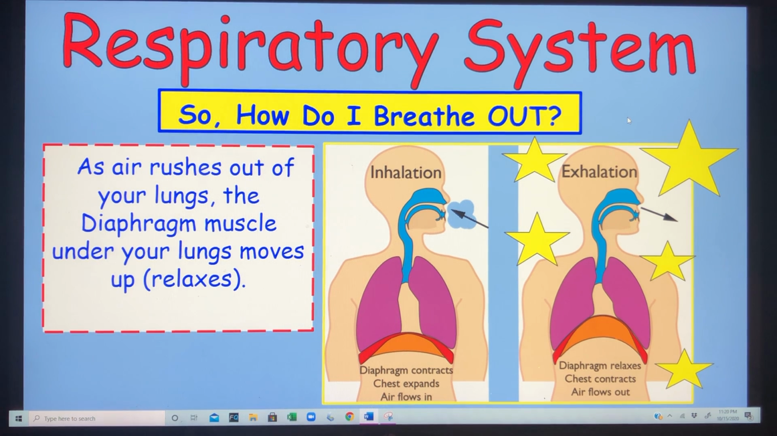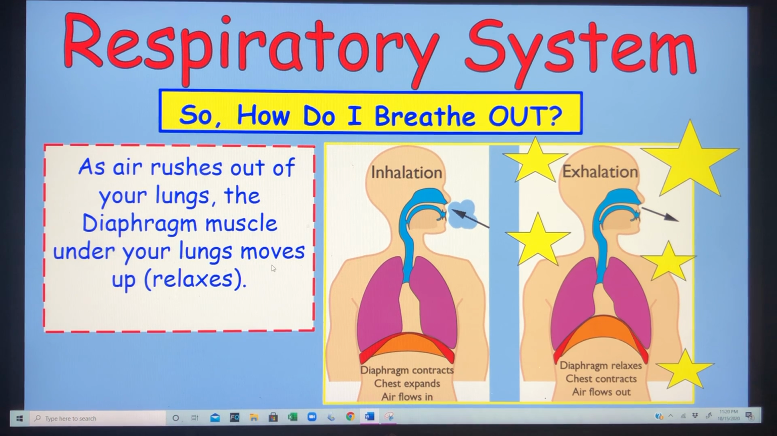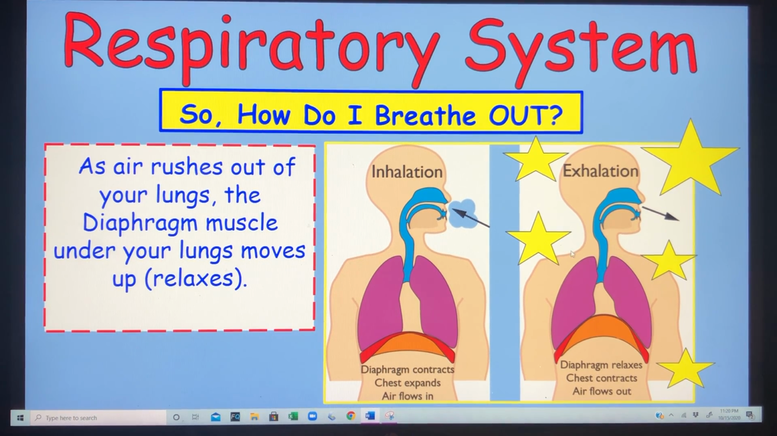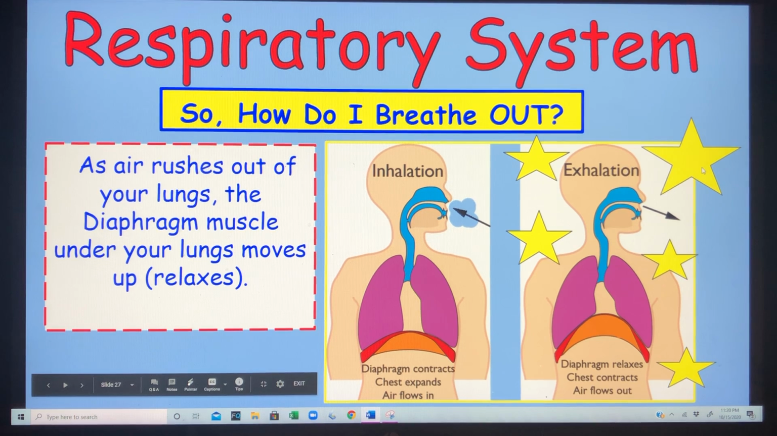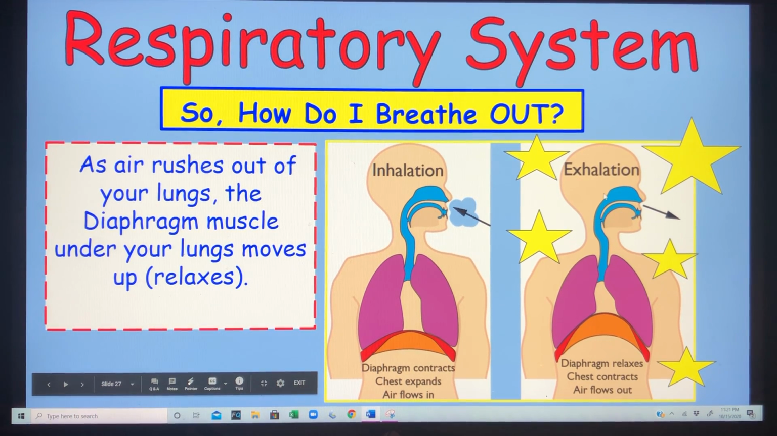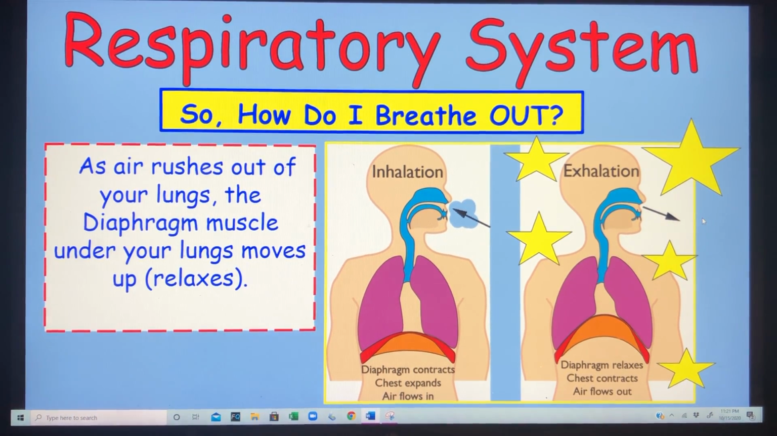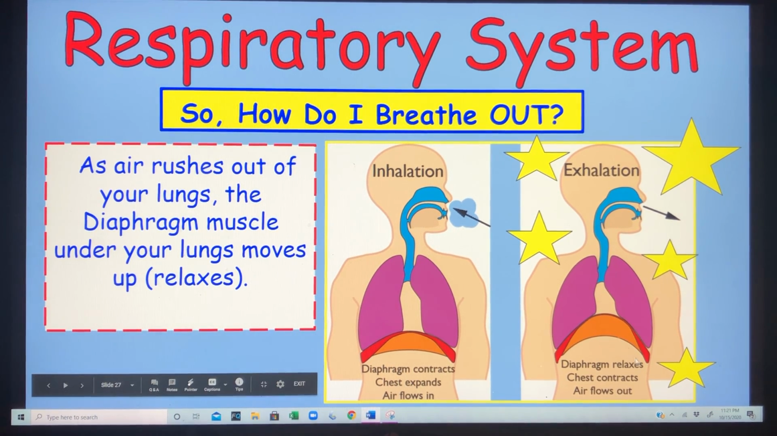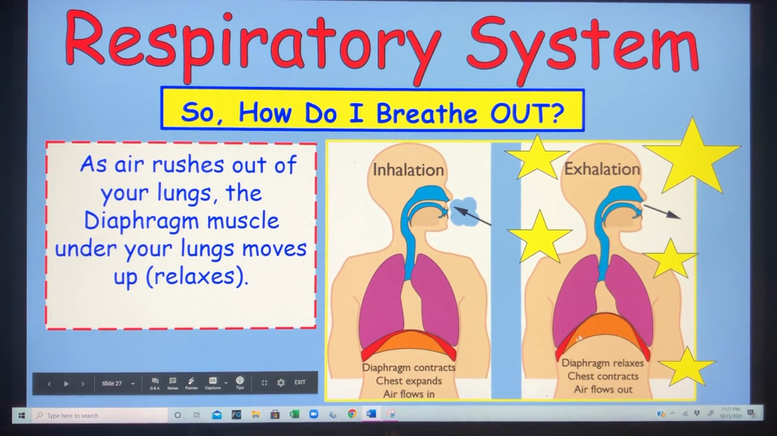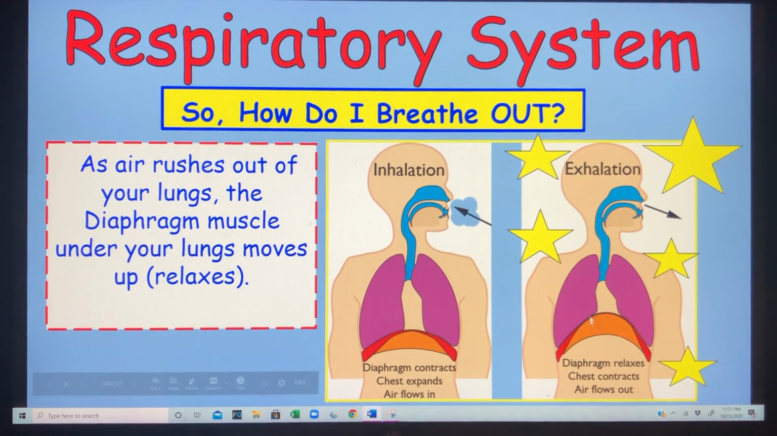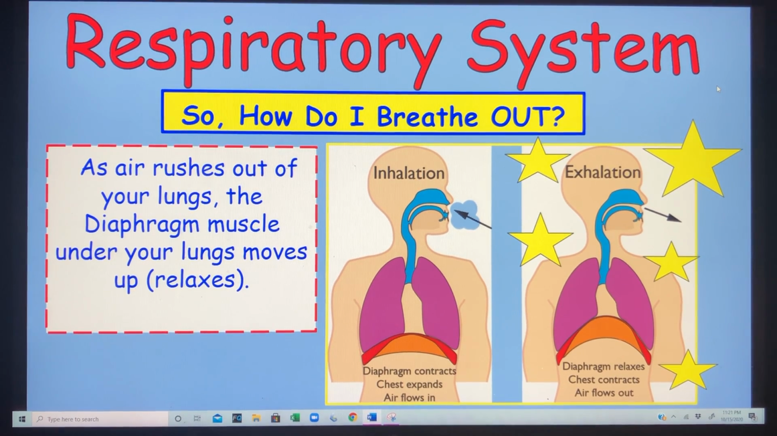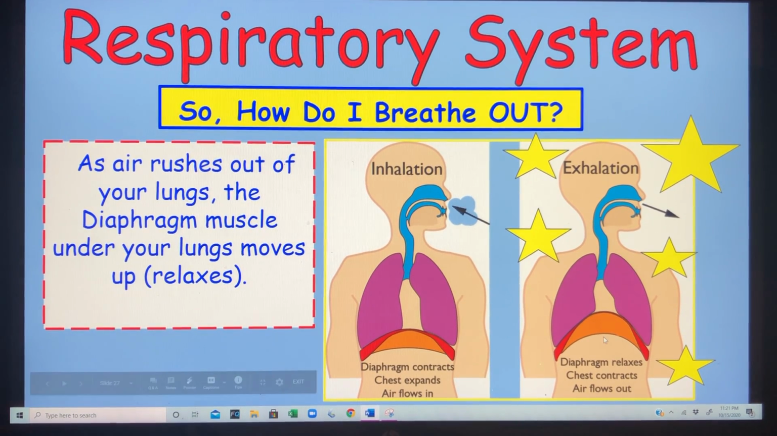So how do I breathe out? As air rushes out of your lungs, the diaphragm muscle under your lungs moves up, it relaxes. So looking at our picture over here on the right-hand side that has yellow stars around it, as you are exhaling, you are releasing that carbon dioxide out of your mouth. That diaphragm muscle, that is the biggest muscle in your upper torso, is pushing all of that carbon dioxide, all of that air out of your mouth and nose. That is when your diaphragm is relaxing. It moves back up.